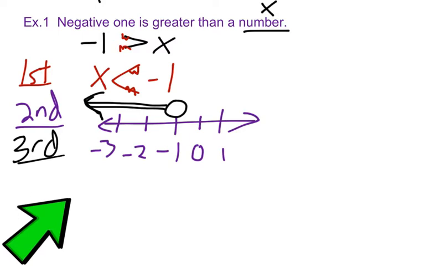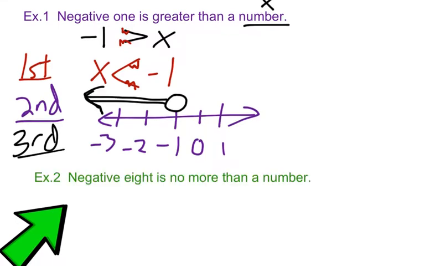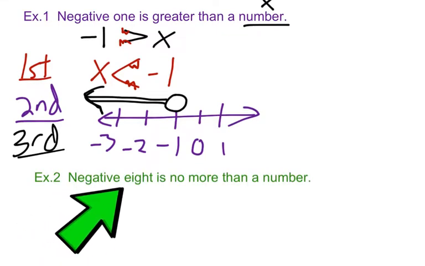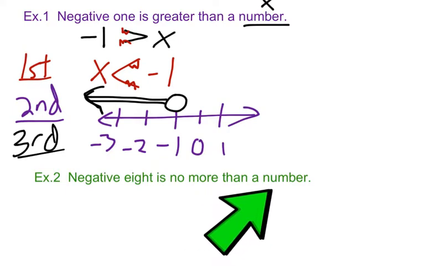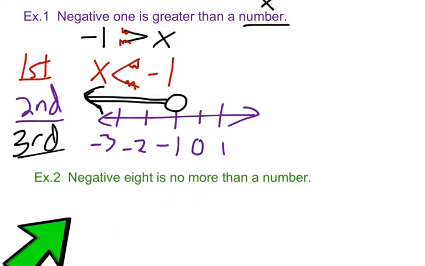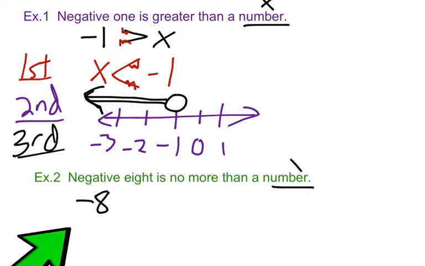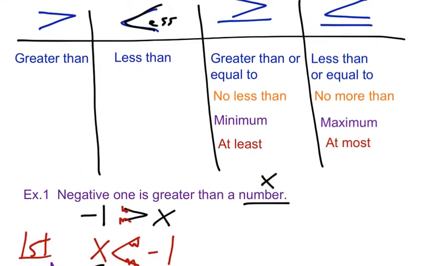Alright, let's try one more of those. Alright, example 2. -8 is no more than a number. Alright, let's first off write it the correct way. So -8 is no more than a number. Well, the number, we don't know it, so we call it x. And no more than, remember your chart? No more than means, it's right here, means less than or equal to.